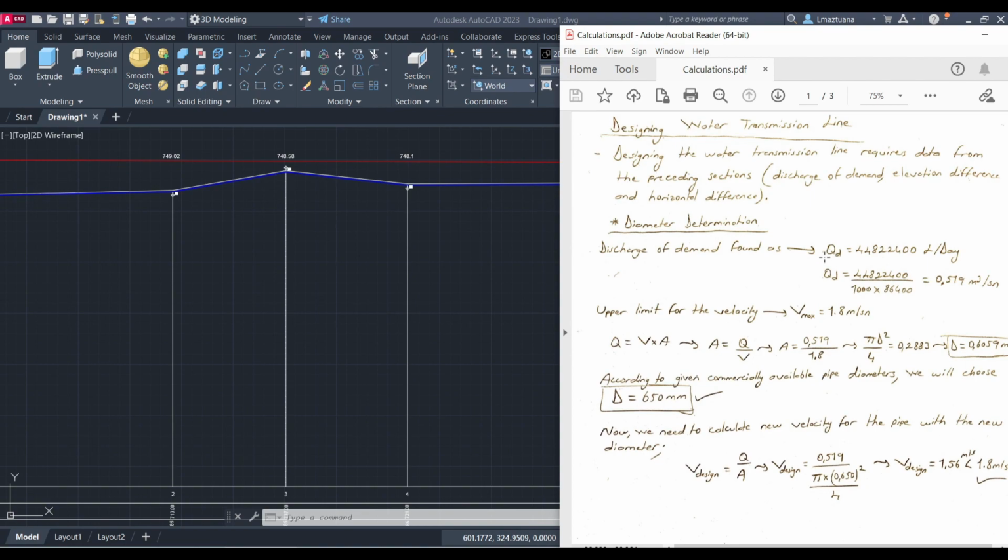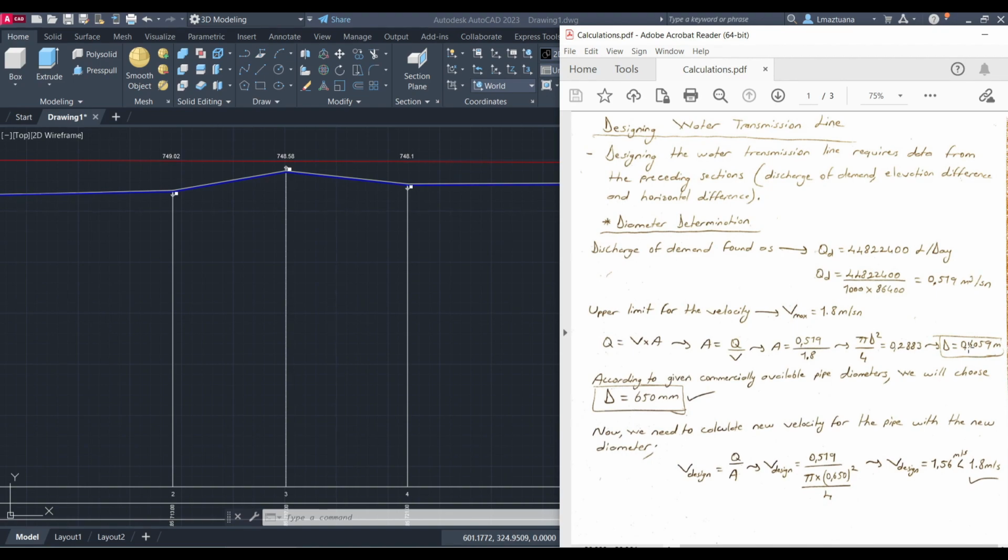So by using the discharge of the demand and the Vmax, we can find the diameter as 0.606 meters. And according to the given commercially available pipe diameters, we will choose the diameter as 650 millimeters. Now we need to again calculate the new velocity for the pipe. Again, we are going to use the formula, and then we find the design velocity as 1.56 meter per second, and this is also lesser than our maximum velocity constraint.